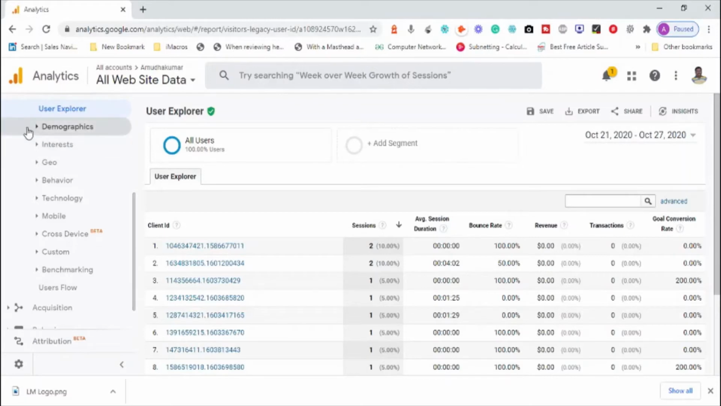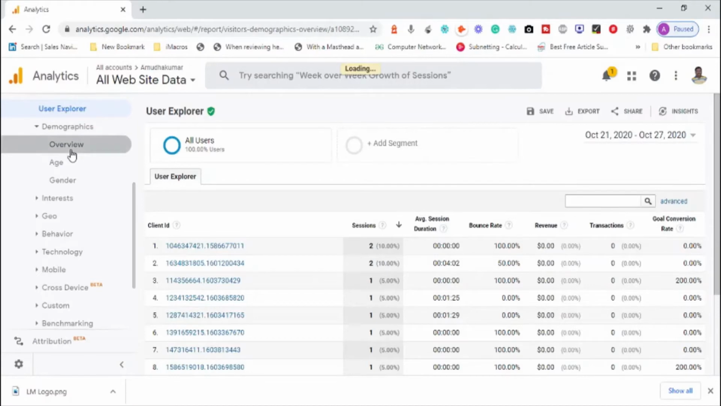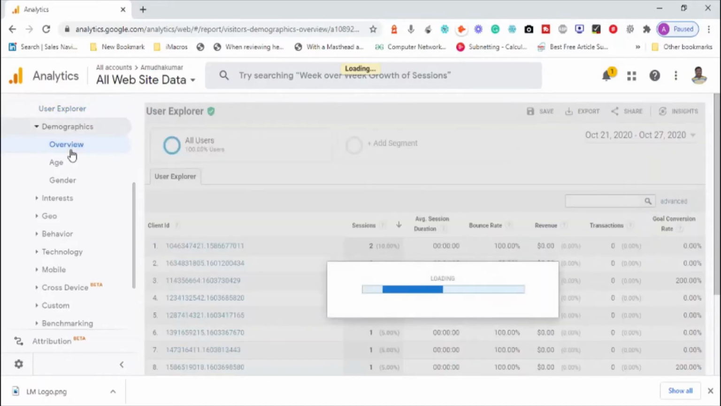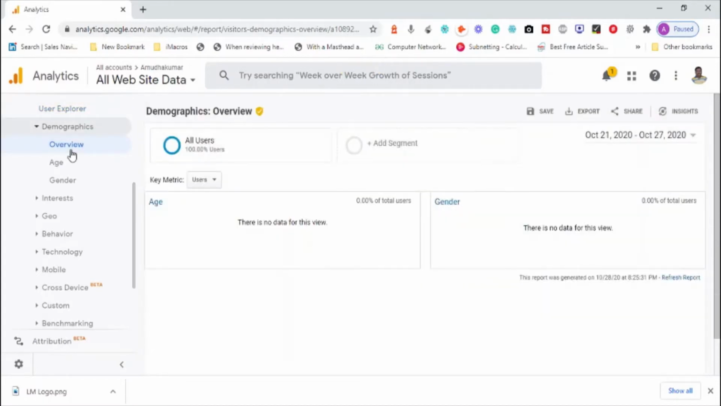If you look into this one, the demographics details include your location, age, gender, and other information about you. In every section under overview or interest or geo, there is something called the overview option, which means it is going to give you the summary of the report which you are going to see at the bottom.